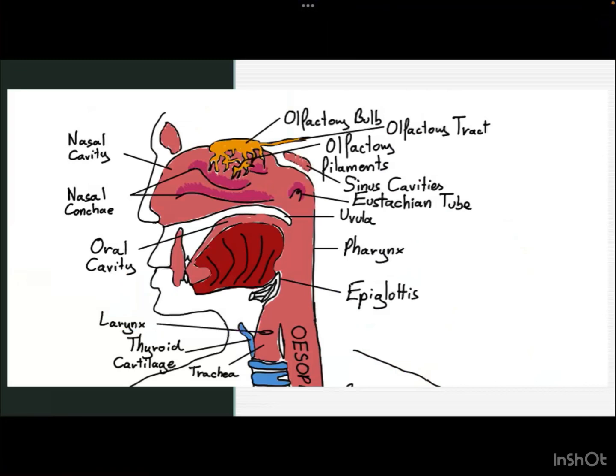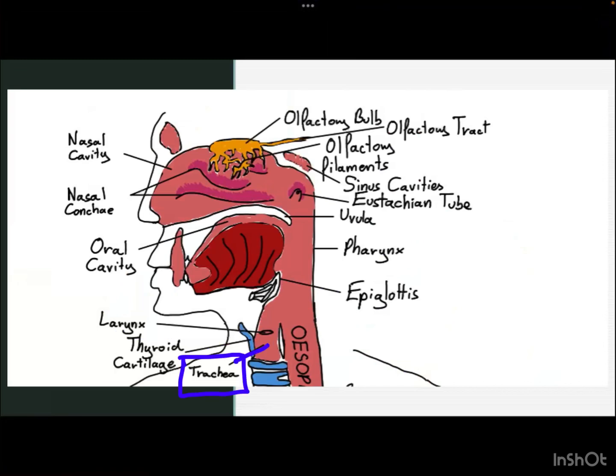Now we got the thyroid cartilage, and this basically provides essential support and structure to the larynx, the voice box, and also has roles in protecting the larynx and vocal cords. You will see some people will have this Adam's apple as well.